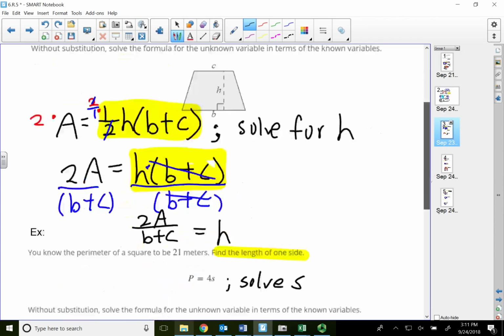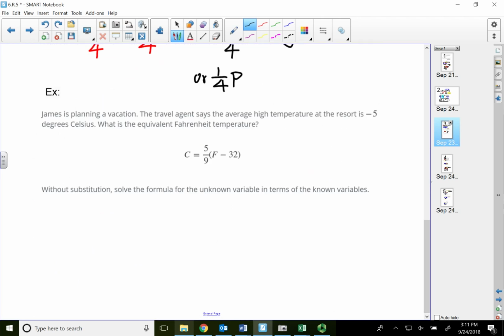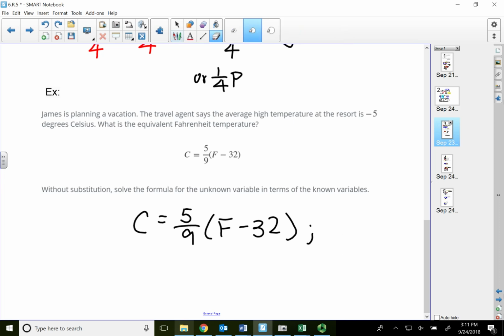All right, let's try this very last one. This is a temperature formula. What is the equivalent Fahrenheit? So this time it wants me to solve for F. Fahrenheit formula is very specific, so I'm going to purposely do it a particular way. Solve for F. And most of the time, people see the Fahrenheit formula a certain way.